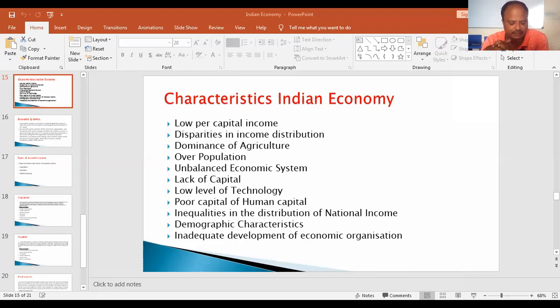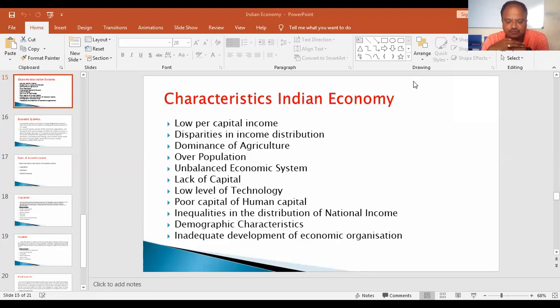It doesn't mean that if they ask you in the exam to explain the characteristics of Indian economy, you need to mention all these points. At least you can explain a minimum of 5 to 6 points. If they ask for 5 marks, okay; if they ask for 15 marks, then you need to explain with details and examples. If you explain 5 points, it's okay. If you are explaining more than 5 points, that is also okay.